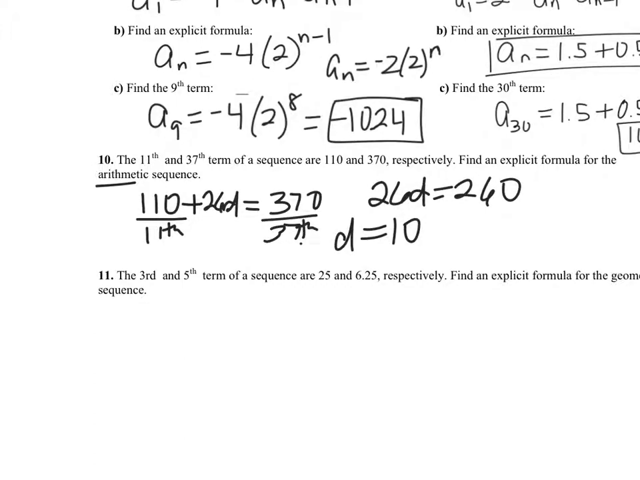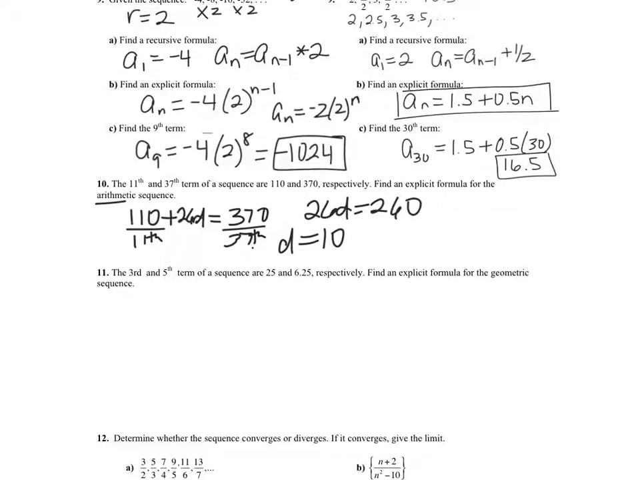Common difference is 10. And now I need to write this in my explicit formula. So if I am at the 11th term, which is 110, I would then subtract D, which is 10, how many times to get to the a sub 0 term? 11. Does that make sense?